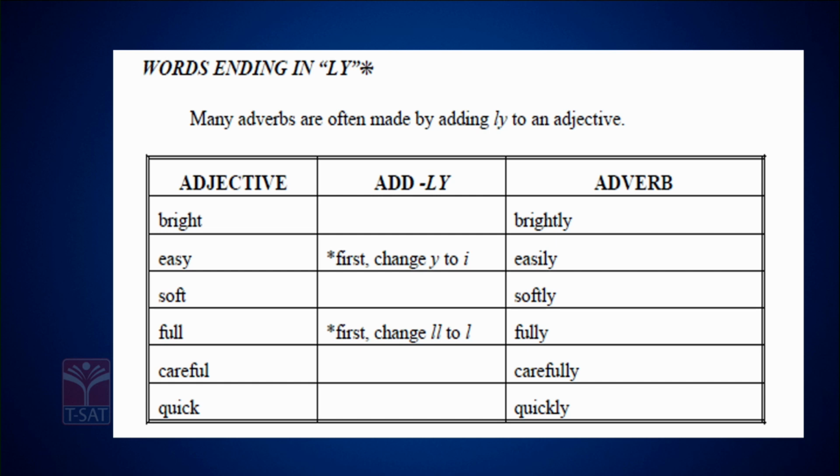You can see how an adjective is going to change into an adverb. Now, add ly. Bright, if you add ly, it is brightly. Easy, first you have to change this y to i. It is a word formation rule. So, add i and ly. Easily, soft, softly, full, fully, right. Careful, carefully, quick, quickly. So, this is something about how we can change adjectives into adverbs, right.